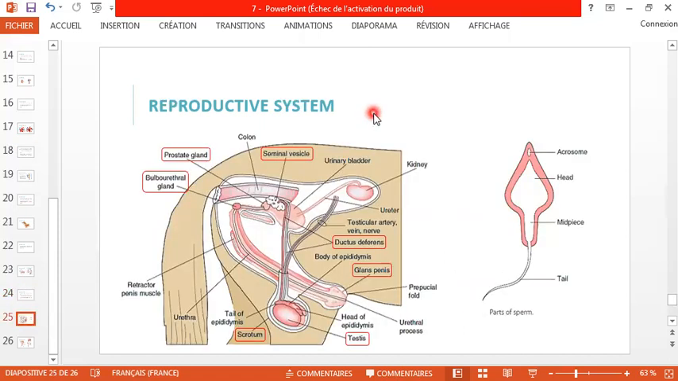Here is the reproductive system of a male. We don't focus on everything, I mean the sexual glands. You have the seminal vesicle, the prostate gland, the testes, of course, le testicule, and the penis. You have to keep this. The sperm has a head, la pièce intermédiaire, and the tail, le flagelle. Just keep this.